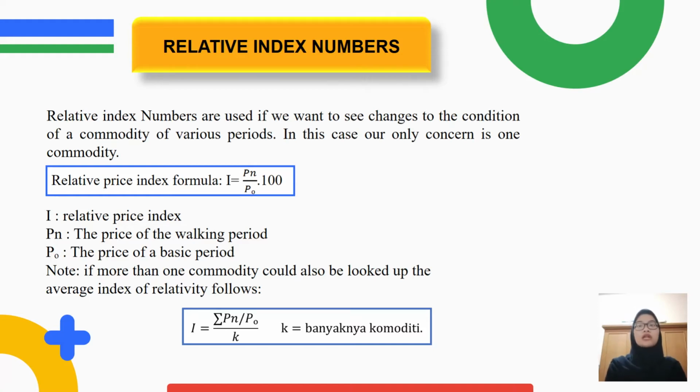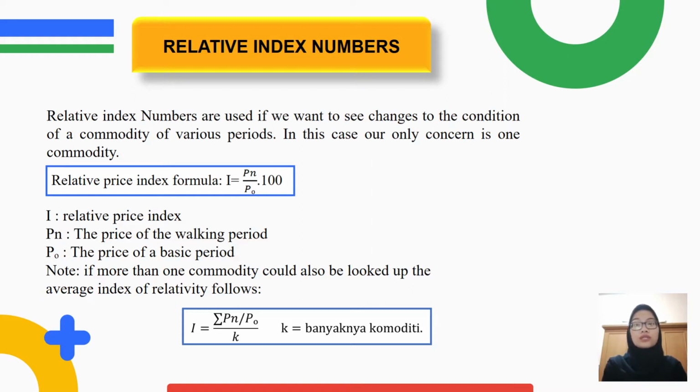Relative index numbers. Relative index numbers are used if we want to see changes in the condition of a commodity over various periods. In this case, our only concern is one commodity. The relative price index formula is I equals Pn divided by P0, multiplied by 100, where I is the relative price index, Pn is the price of the working period, and P0 is the price of the basic period.